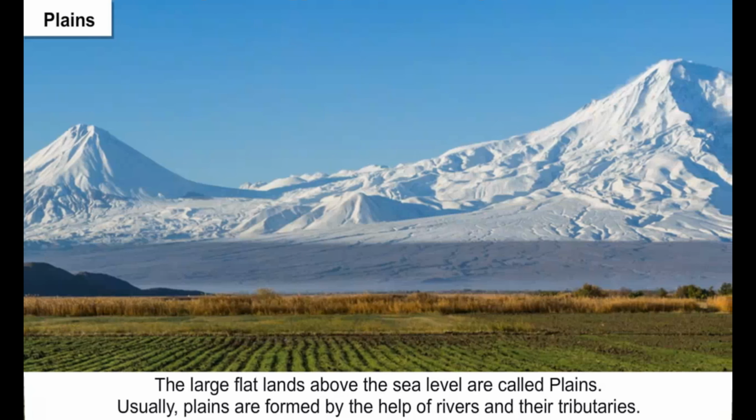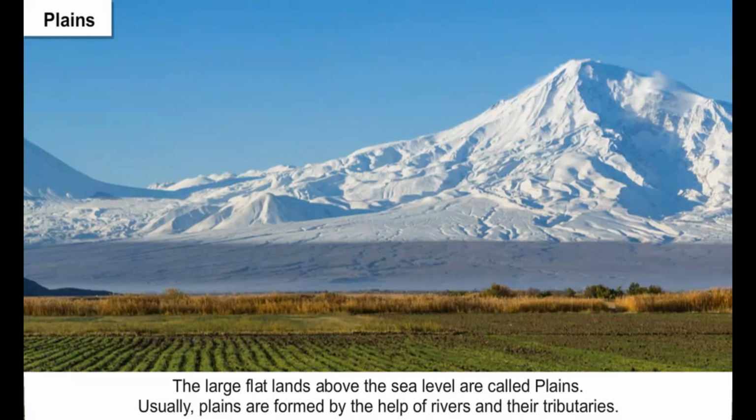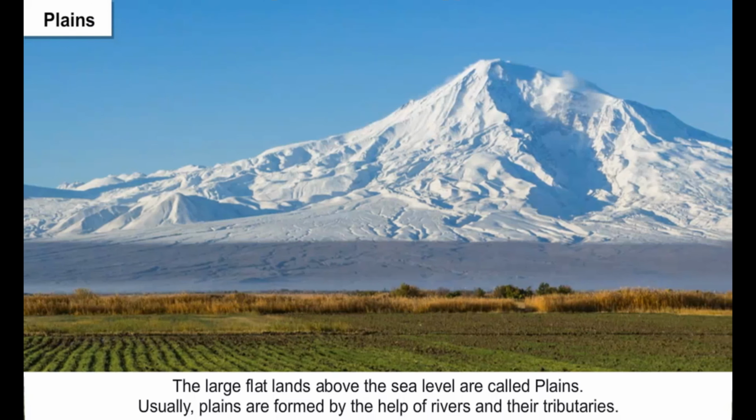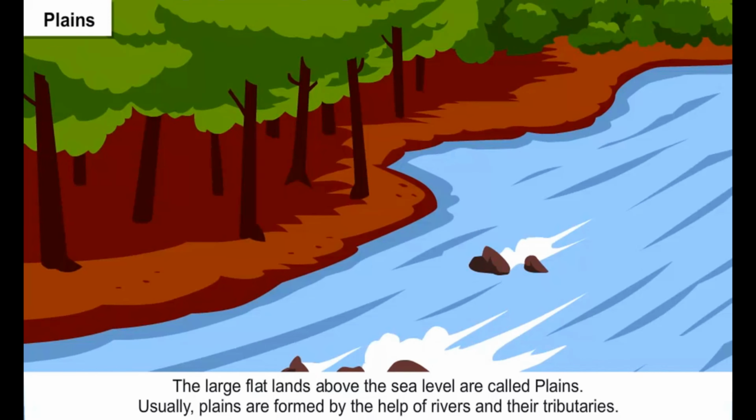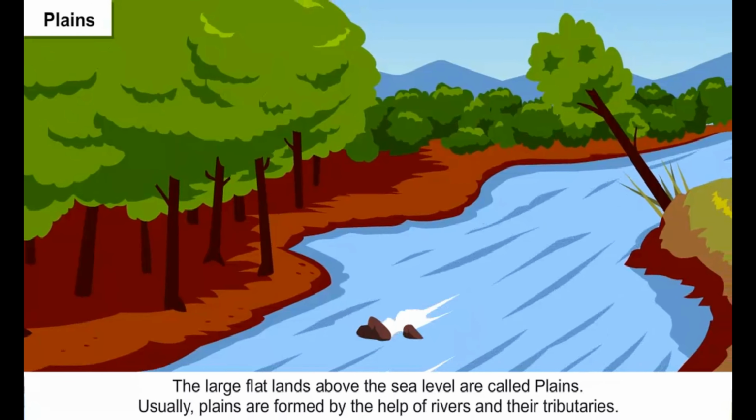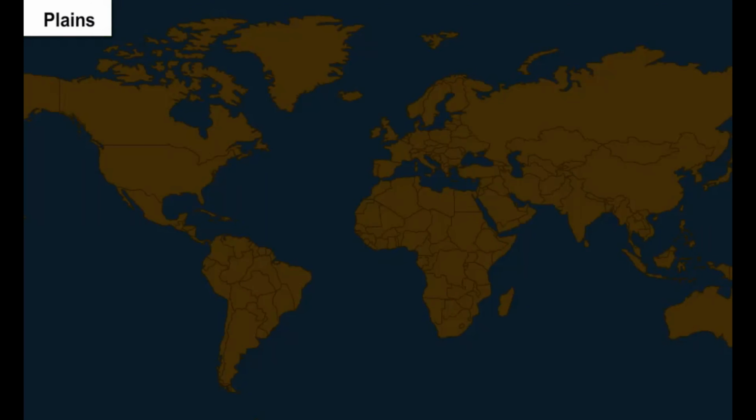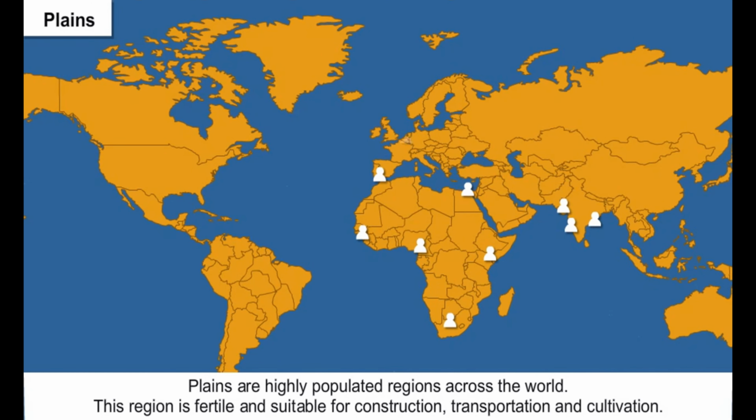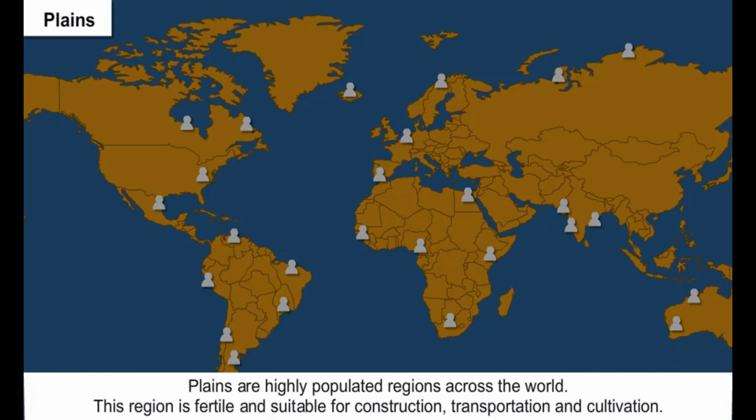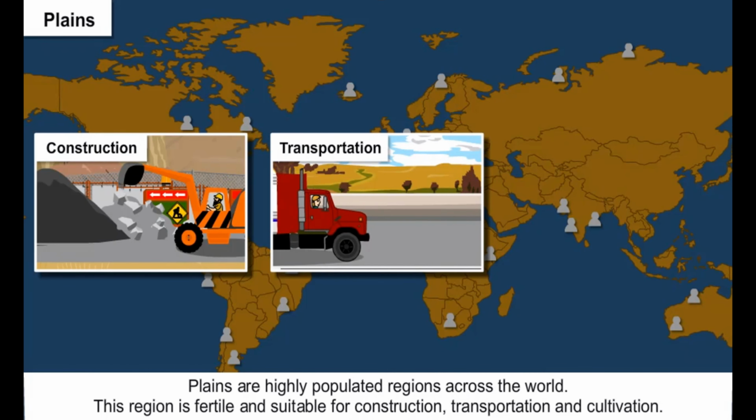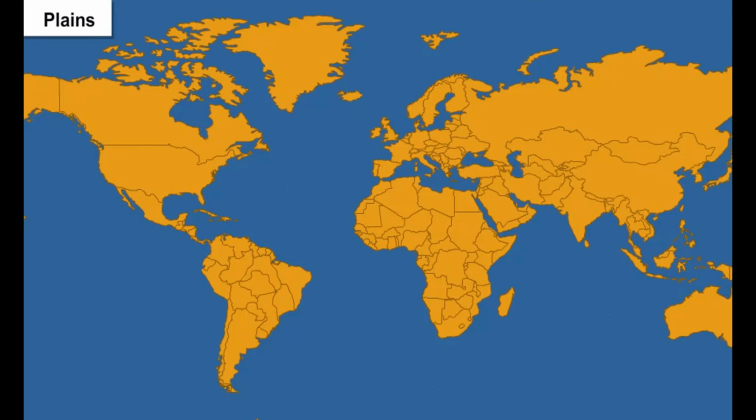Plains. The large flat lands above the sea level are called plains. Usually, plains are formed by the help of rivers and their tributaries. Both carry stones, sand, minerals and deposits along with them. Plains are highly populated regions across the world. This region is fertile and suitable for construction, transportation and cultivation.